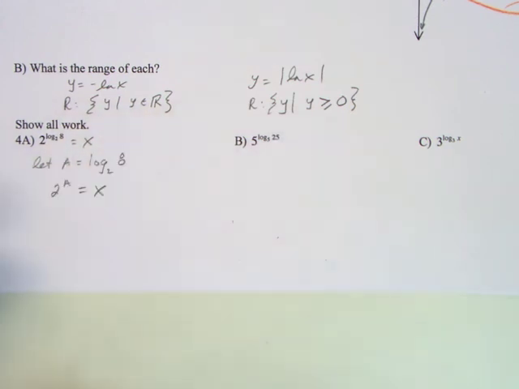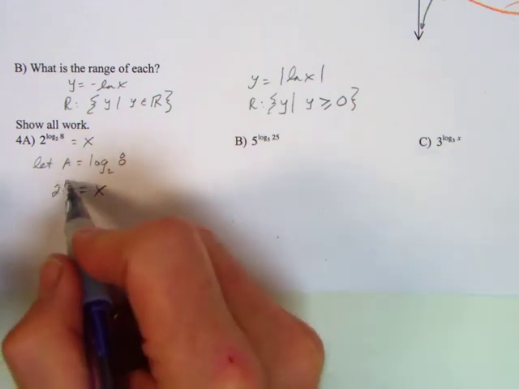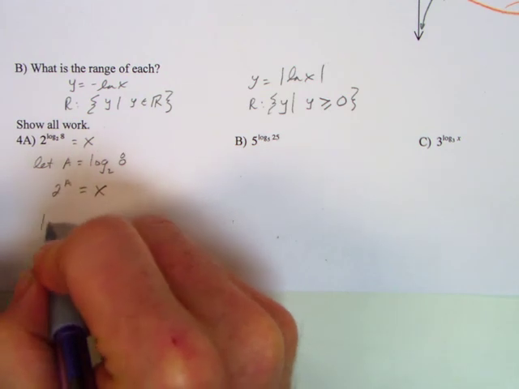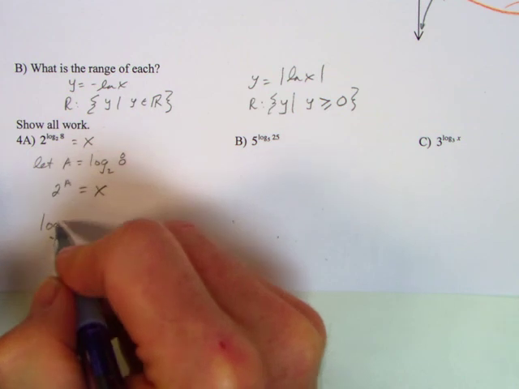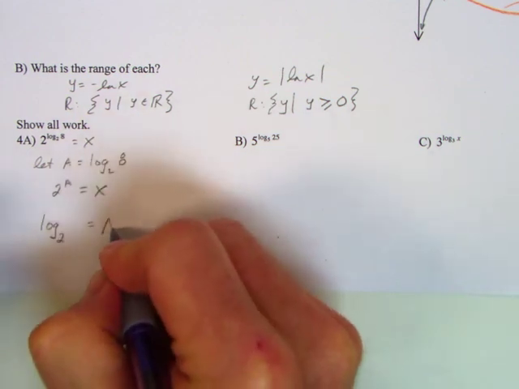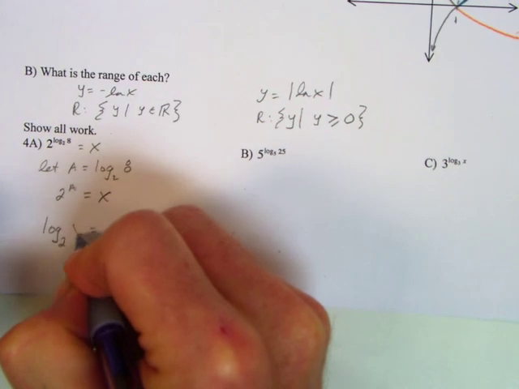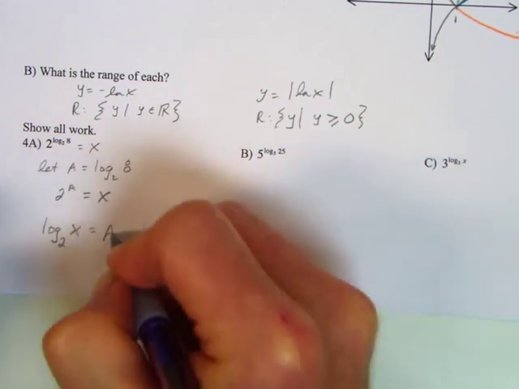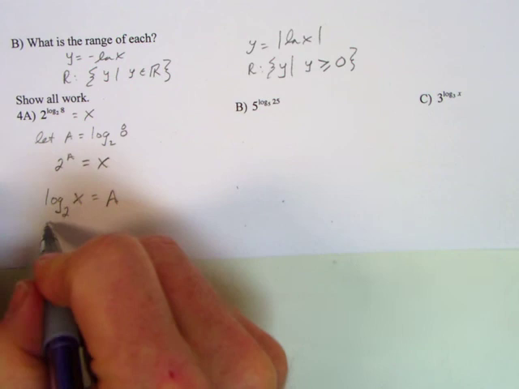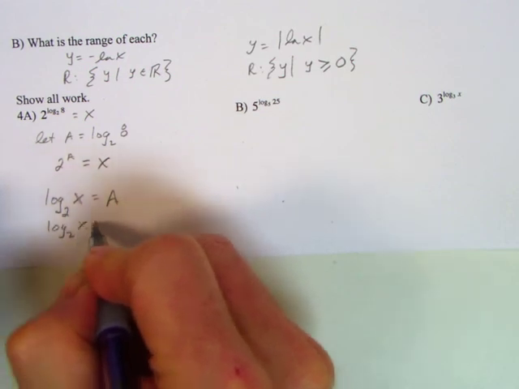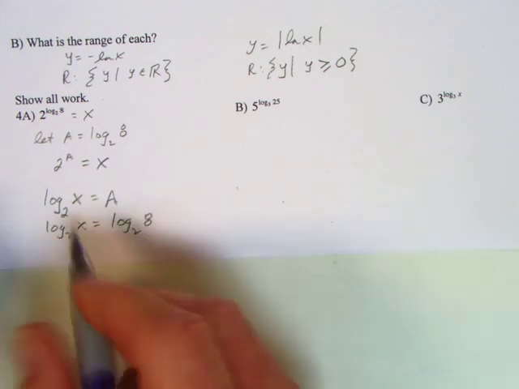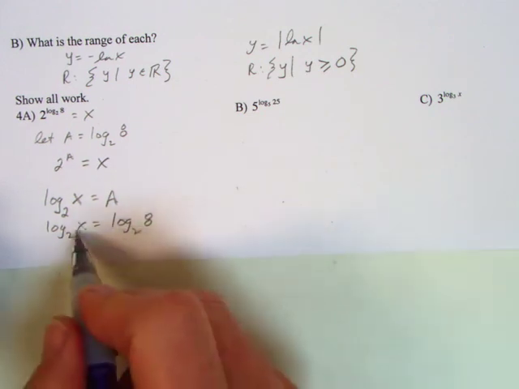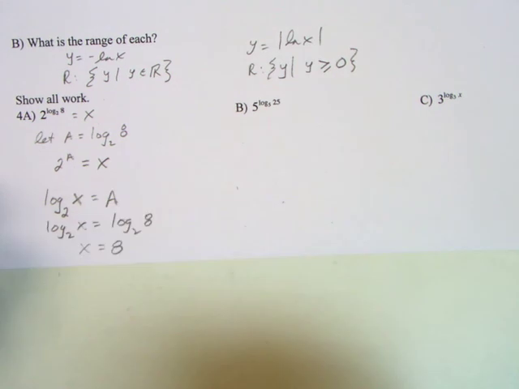Now let's take that exponential and transform it into a log equation. The base of the exponential is 2, so it's going to be log base 2. And remember, a log is an exponent, so it's log base 2 of x equals a. Now let's bring back what a is. So it's log base 2 of x equals log base 2 of 8. We have two logs that are equal, and they have the same base. Well, the only way that's going to be true is if their argument x equals 8.